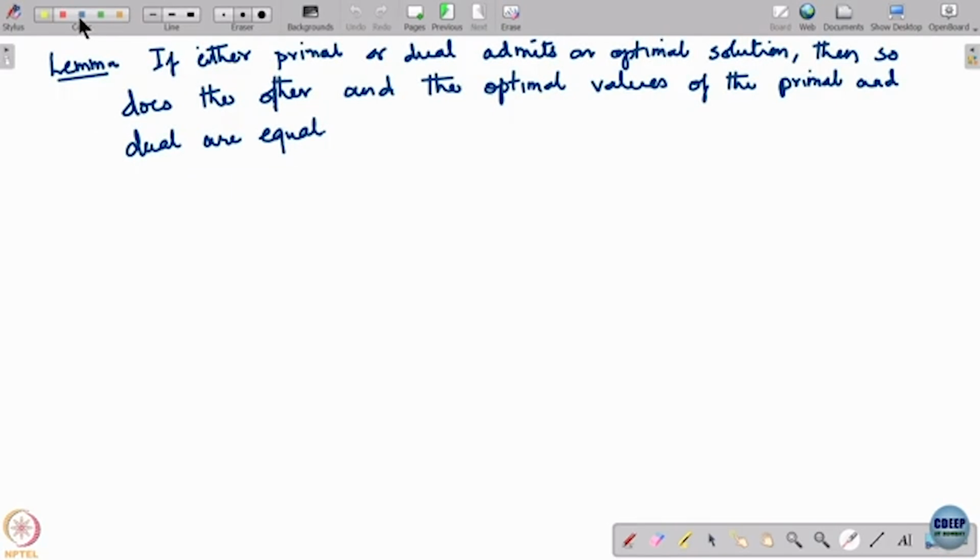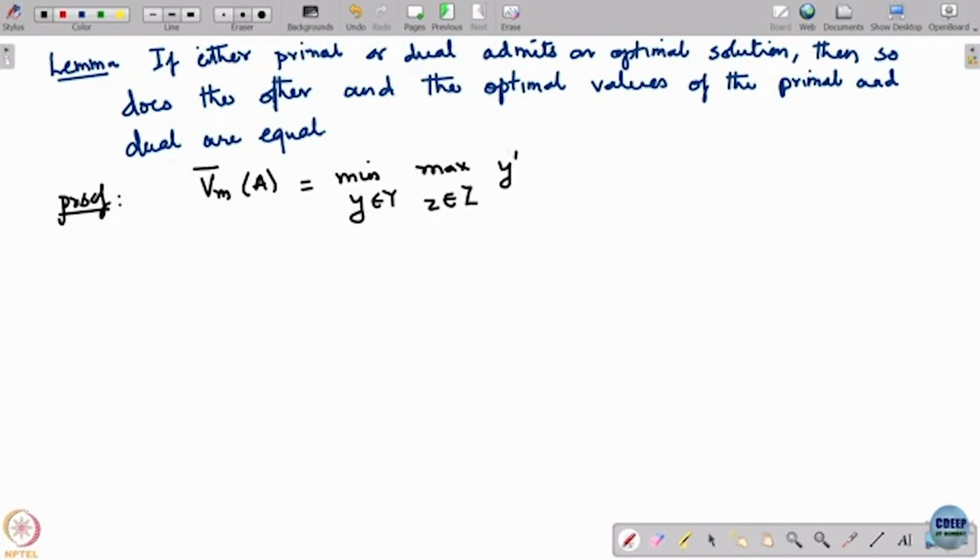Okay, so let's start off with the proof. Okay, so now let's start off with V M upper bar. This is min over y in Y, max over z in capital Z, y transpose Az. And remember, we argued that this is actually the same as min over y in capital Y, max over j of y transpose A j.